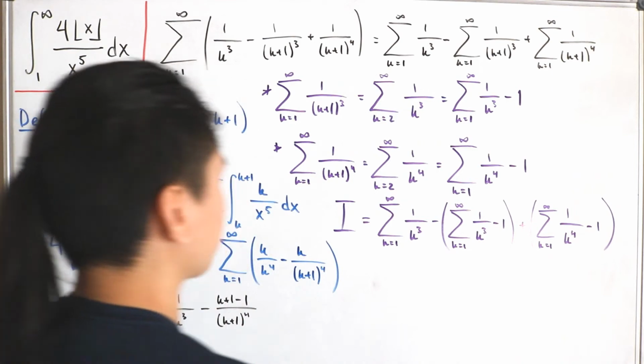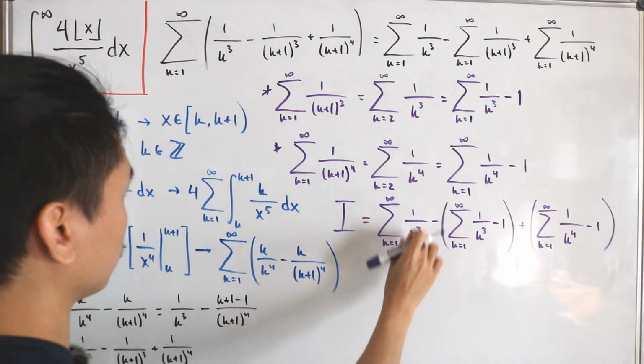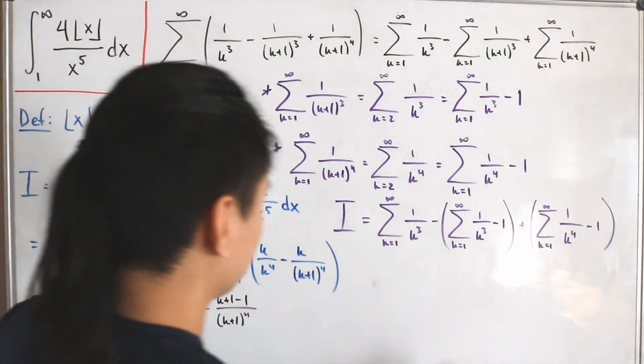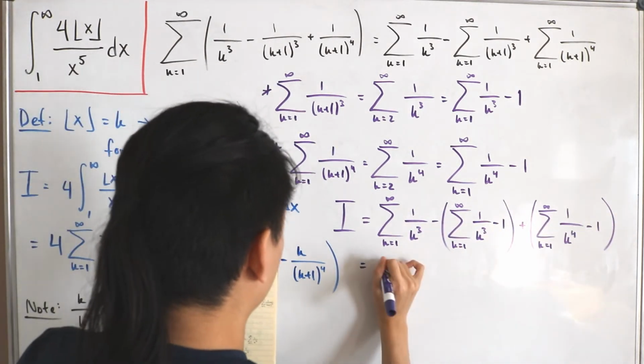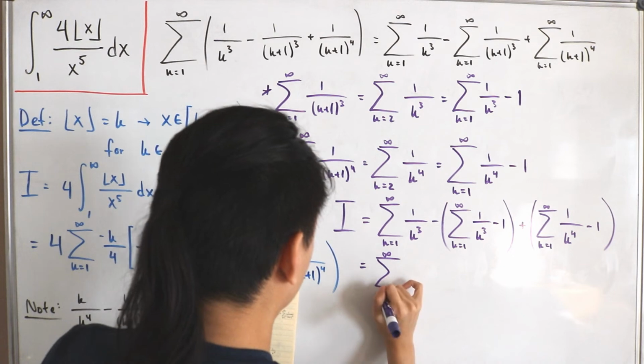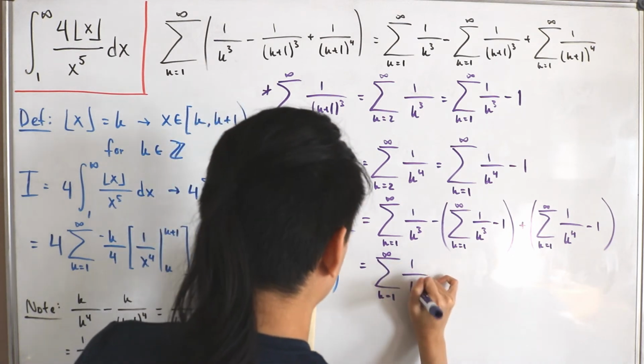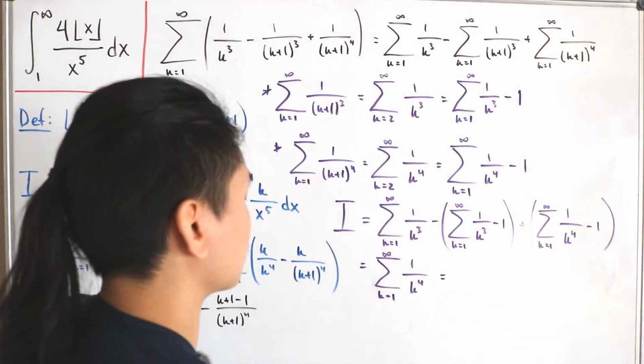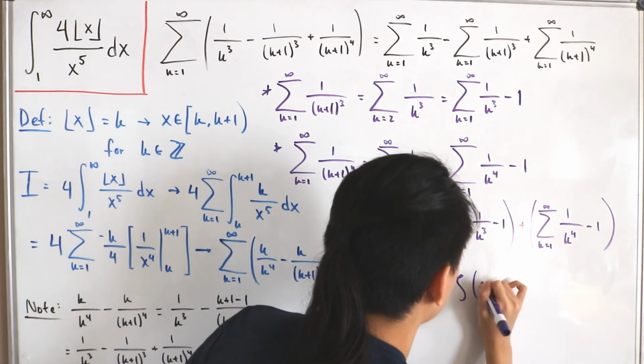And what's nice is we're going to have some terms that cancel. The series for 1 divided by k to the power 3 is going to cancel, and then the 1's cancel. So pretty much all that's left now is the infinite sum from k equals 1 of 1 divided by k to the power 4. And by definition, this is the same thing as the Riemann zeta of 4.